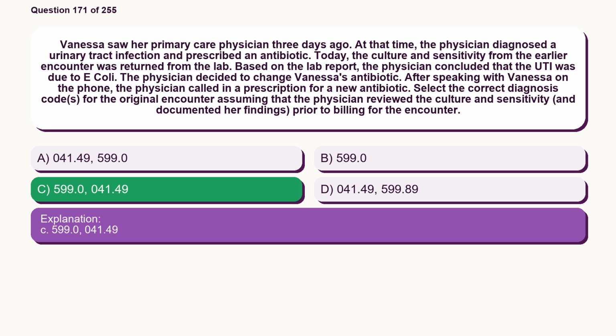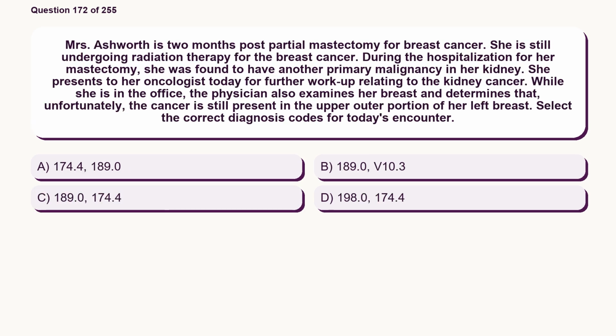Question 172. Mrs. Ashworth is 2 months post-partial mastectomy for breast cancer. She is still undergoing radiation therapy for the breast cancer. During the hospitalization for her mastectomy, she was found to have another primary malignancy in her kidney. She presents to her oncologist today for further workup relating to the kidney cancer. While she is in the office, the physician also examines her breast and determines that, unfortunately, the cancer is still present in the upper outer portion of her left breast. Select the correct diagnosis codes for today's encounter.